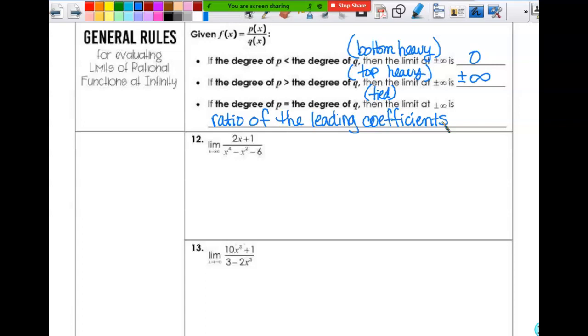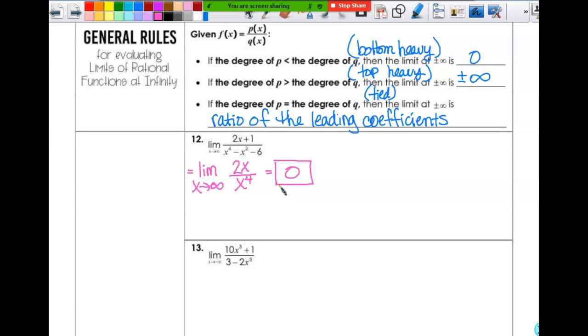We could do the whole dividing thing like we did before, but instead, we're going to look just at the leading terms. So I'm going to rewrite this as the limit as x approaches infinity of 2x over x to the fourth. So when I look at that one, that is bottom heavy. Since it is bottom heavy, I have an asymptote at y equals 0, which means my limit is 0, and I do not have to divide and make those weird looking fractions. Easy enough?